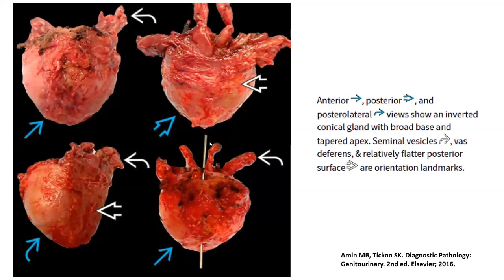The first thing that you should do is run a probe through the base, at the opening of the prostatic urethra, and run it through the apex, following which you will ink the specimen. We shall be talking about that in detail when we reach the radical prostatectomy part.